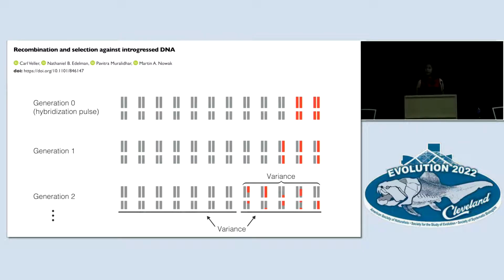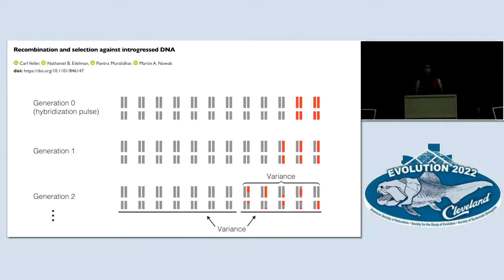Where does that variance in introgressed ancestry come from? Well, we can take the simple example here, in which we're assuming some entirely red species 2 individuals are entering a gray species 1 population. The processes of recombination and independent assortment of chromosomes will break up and spread out that introgressed ancestry, such that in a few generations you have variance among individuals in how much introgressed ancestry they have.